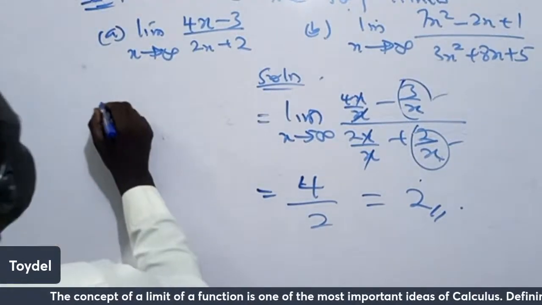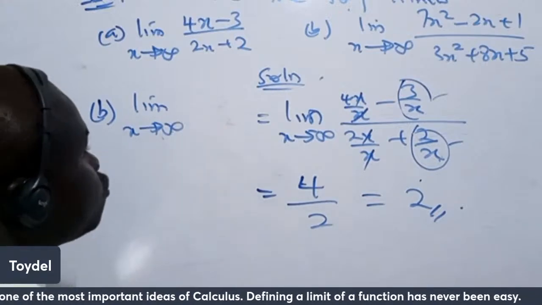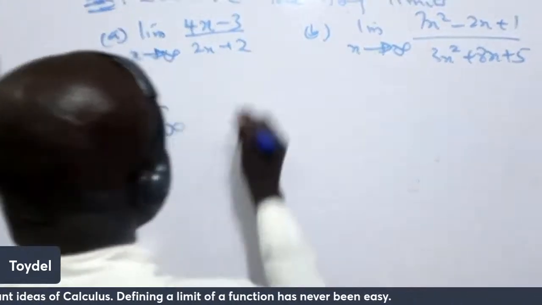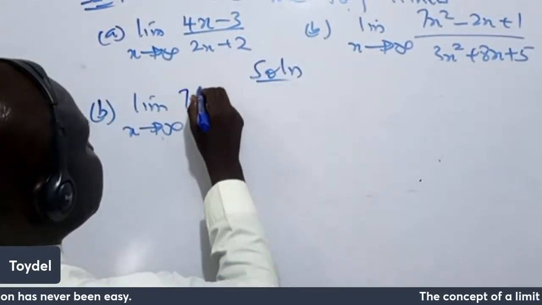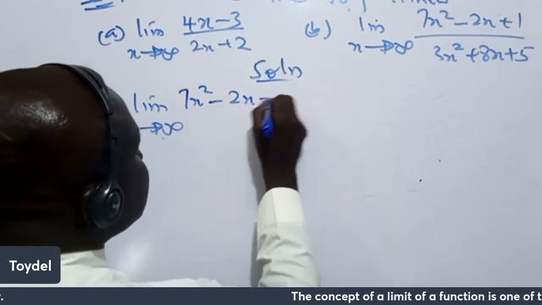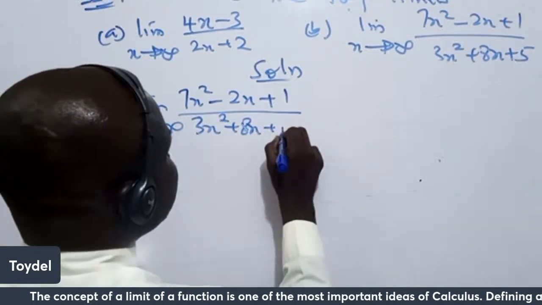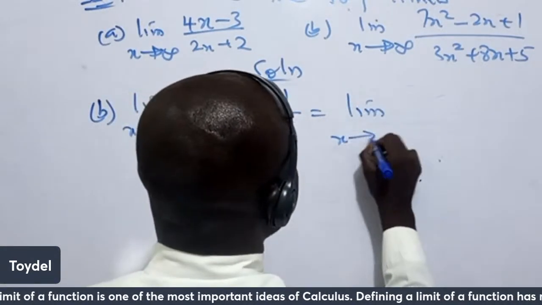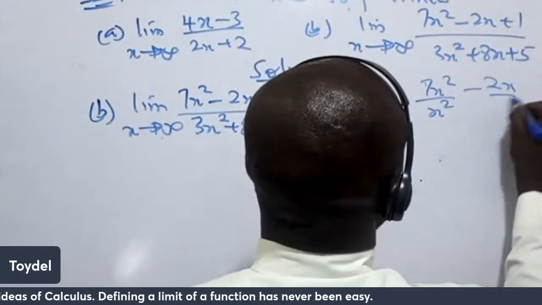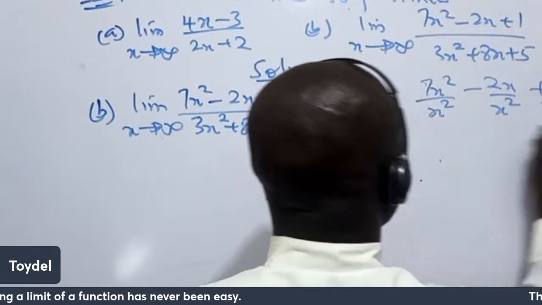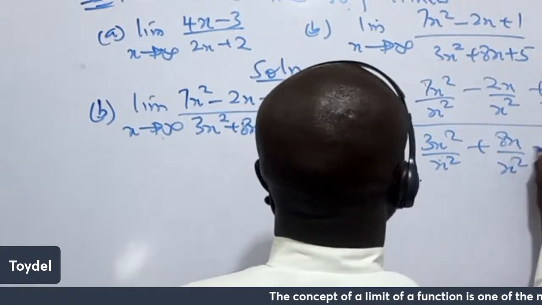So we go ahead and solve the next one, where we have limit as x tends to infinity. Whenever we have x tends to infinity, you are expected to divide depending on the nature. If it is x cube, you use x cube to divide all through. In this case we have x squared, which is the highest, so we use x squared to divide all through. So we have 7x squared minus 2x plus 1 over 3x squared plus 8x plus 5. Here we have limit as x tends to infinity of 7x squared all over x squared minus 2x all over x squared plus 1 all over x squared, all over 3x squared all over x squared plus 8x all over x squared plus 5 all over x squared.